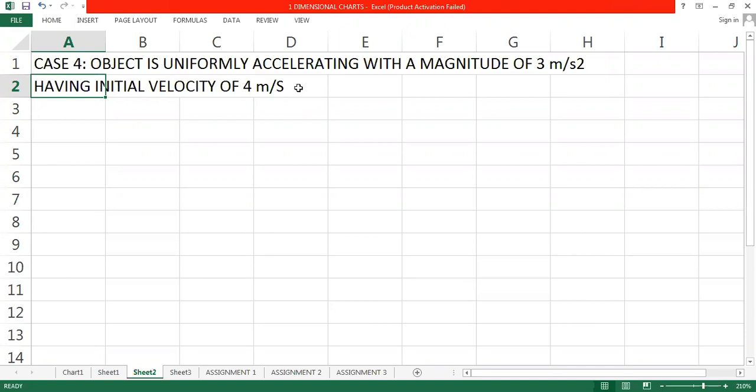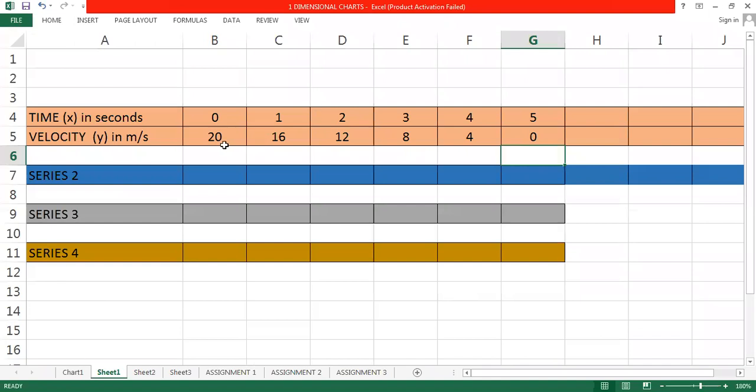It is uniformly accelerating, but it is not from rest. It is having an initial velocity of 4 meter per second. So what's the initial velocity of that object? It is not starting from rest, but it is having a velocity of 4 meter per second. Chalo, let's do it very quickly.